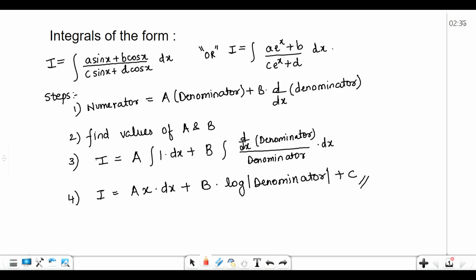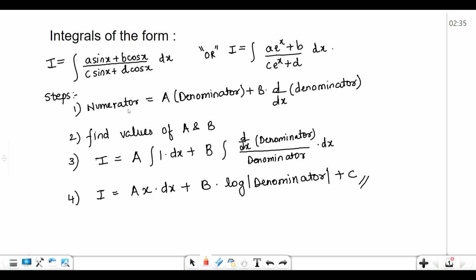Today we are going to discuss the integral of these two forms, that is (a sin x + b cos x) upon (c sin x + d cos x), or the other form, that is (a e^x + b) upon (c e^x + d). We are going to study how to deal with a question of these two forms. So we have 4 steps here.